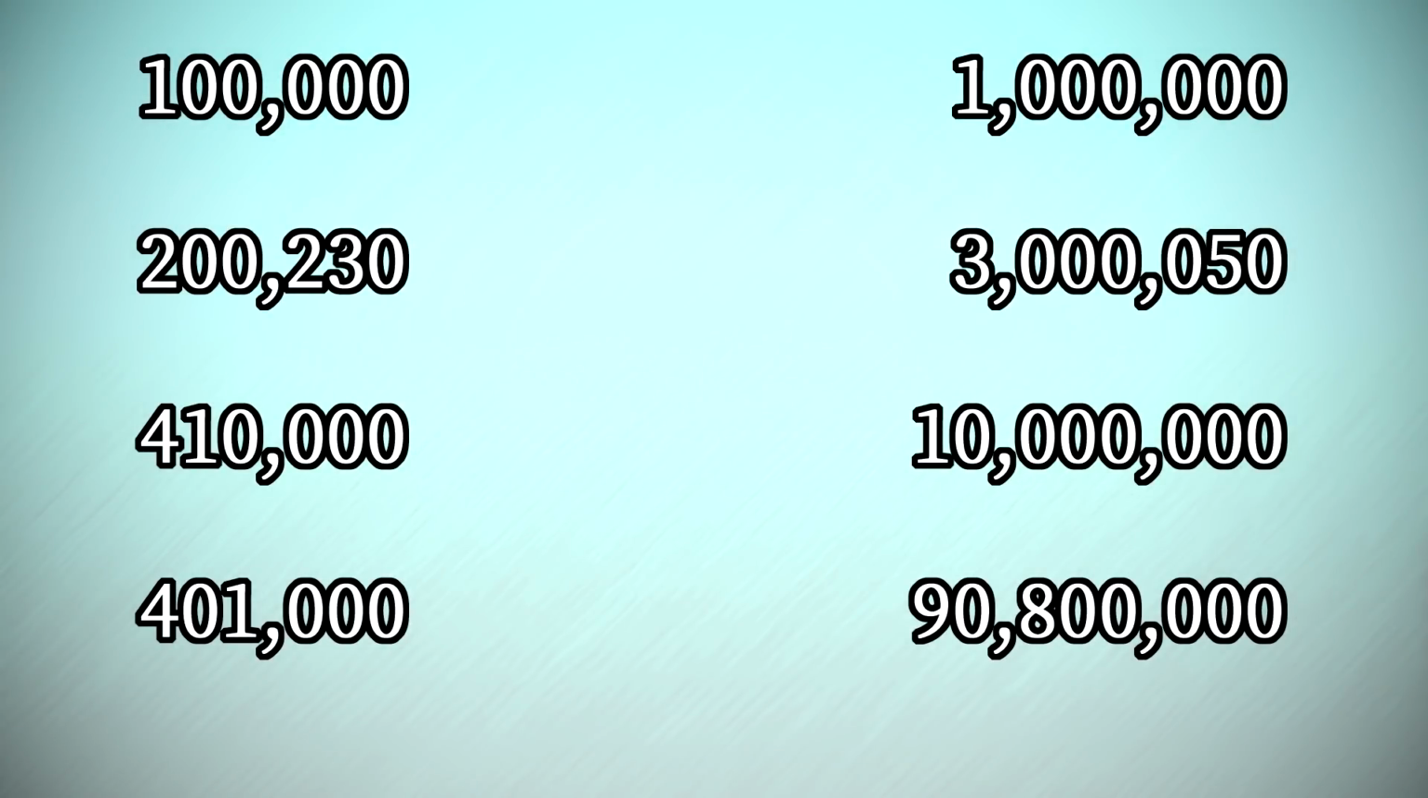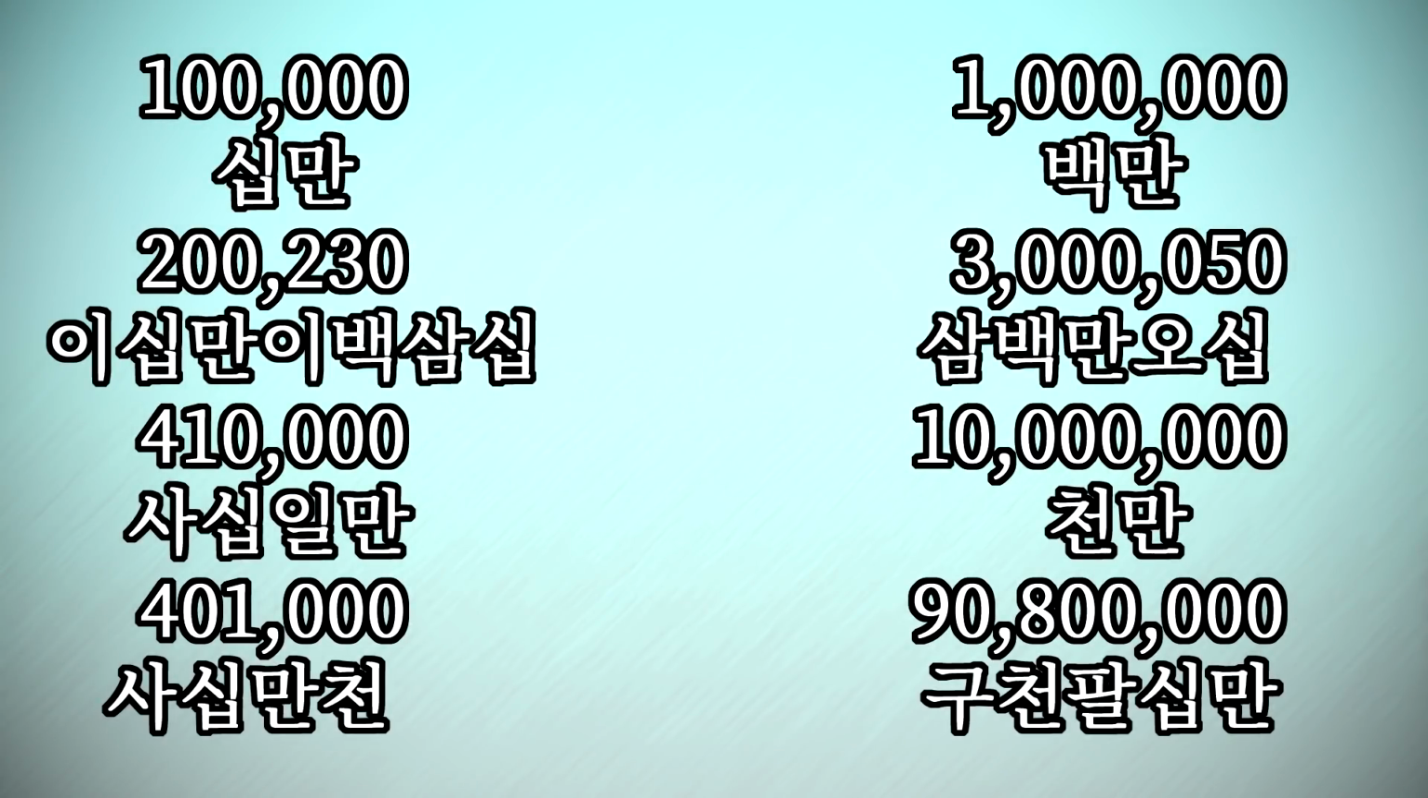You don't need to master all of the numbers overnight, but here are a few examples of some larger numbers. 10만, 20만 230, 41만. Note that this one has to be 41만 because just saying 40만 would be 400,000 and not 410,000. 40만 1,000, 100만, 400만 50, 1,000만, 9,080만.